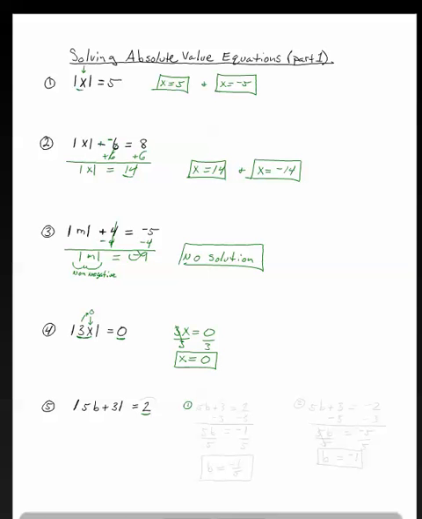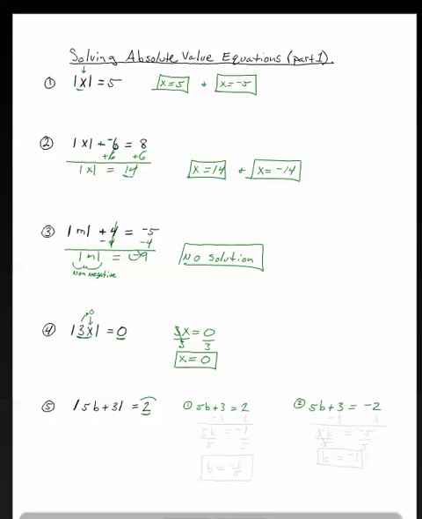So my first equation is 5b plus 3 equals 2. Remember, we get the first equation by dropping the absolute value bars. And our second equation is going to be 5b plus 3 equals negative 2. So the only difference between those two equations is my number. First I use the positive version, then I use the negative version.